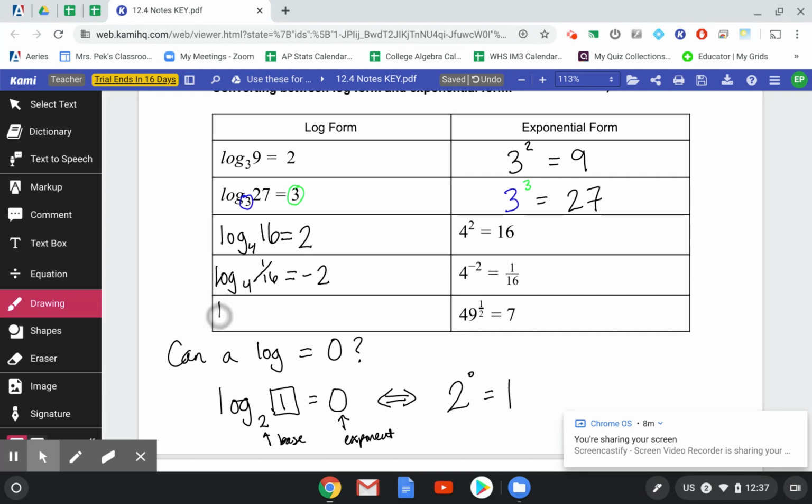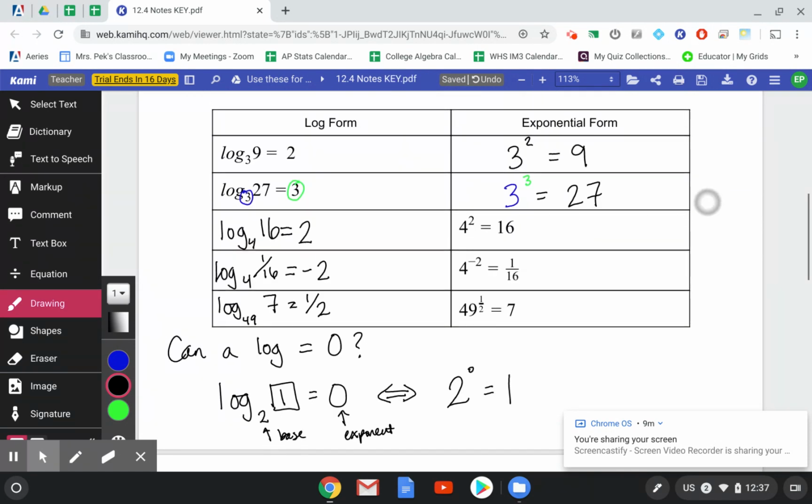So here we've got log base 49 of 1/2 equals, nope, that's wrong. Whoops, I'm not paying attention. All right, log base 49 of 7 equals 1/2. Make sure your exponent ends up on the other side of the equal sign. The log equals the exponent. All right, and that is it for basics of logs and converting between logs and exponential form.